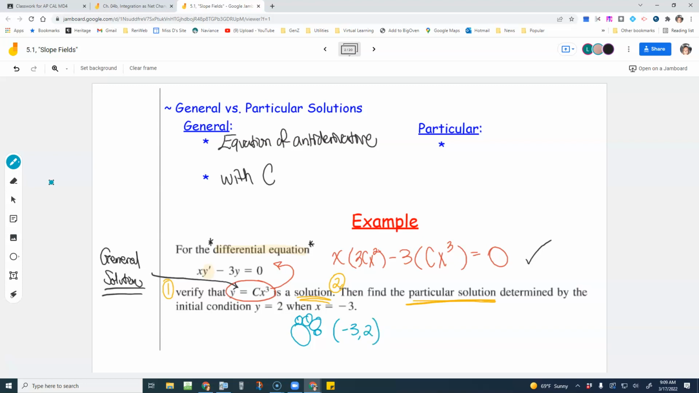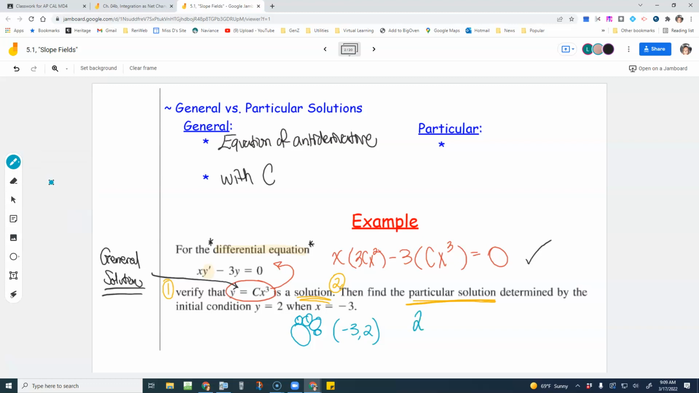They give us something, and with that something, we can plug it in. We don't have to stay clueless. We don't have to stay like, I don't know, it could be anything in the family of all the different possible C's. It's like, no, it can't. For x to be -3 and y to be 2, I'm pretty sure that establishes like an actual solution. We just have to plug and chug to see what it is, right?